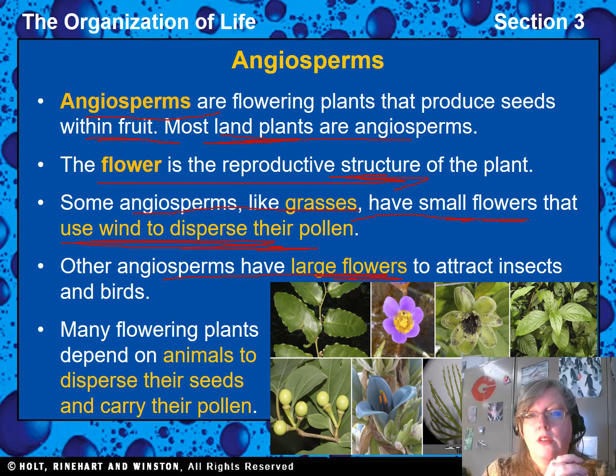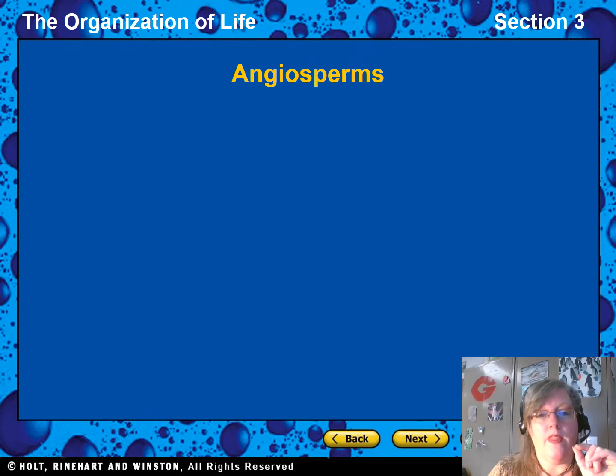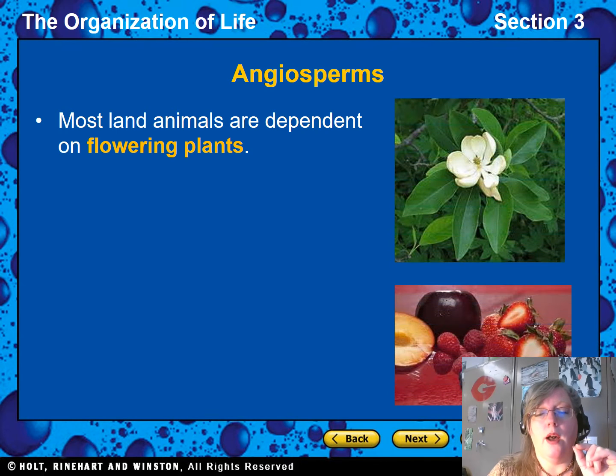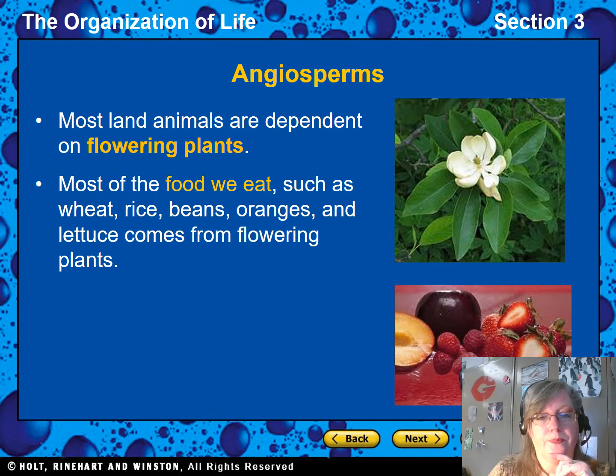Insects and birds need to have that nectar, so you need to put the effort in to make a flower to draw them to you if you want the birds and the insects to spread your pollen for you. So many of the flowering plants depend on the animals to disperse their seeds and carry their pollen. Once they've transferred the pollen from one plant to the other, then they'll make a fruit, and then the fruit can drop the new set of seeds.